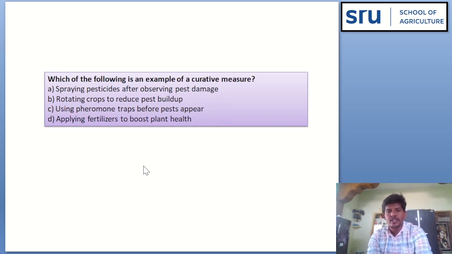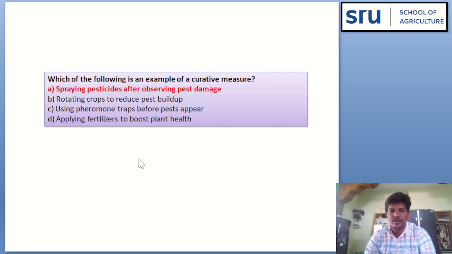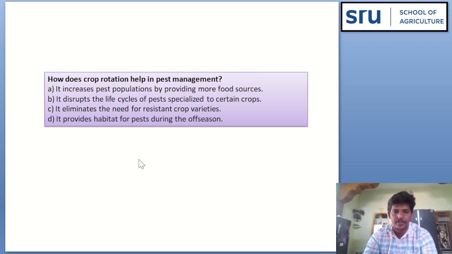Which of the following is an example of a curative measure? Spraying pesticide after observing pest damage, rotating crop to reduce a pest build-up, using pheromone traps before pests appear, applying fertilizer to boost plant health. So here the correct answer is A. Spraying pesticide after observing pest damage is an example of a curative measure.